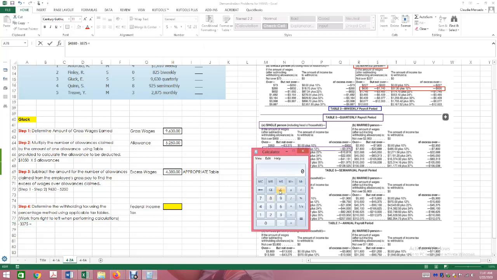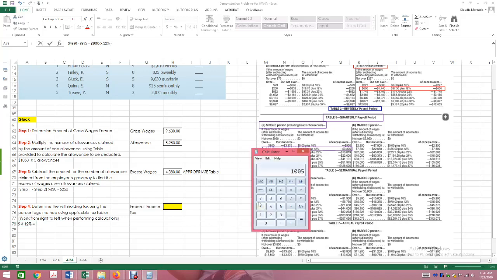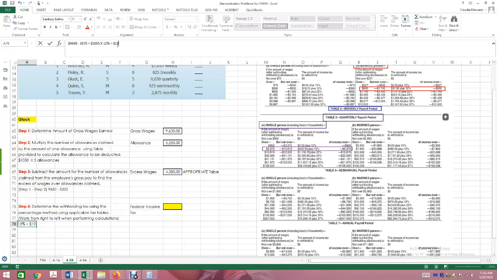That is going to give you 4,380 minus 3,375, 1,005. We are then going to multiply times the rate provided, which is 12%. Okay. Multiply by 12%. That gives me 120 with 60 cents. And last but not least, we add that dollar amount provided, which is $242.50. Okay.